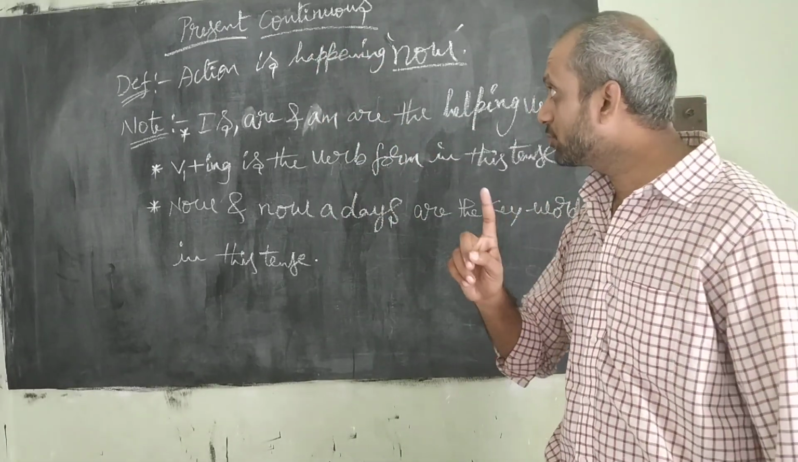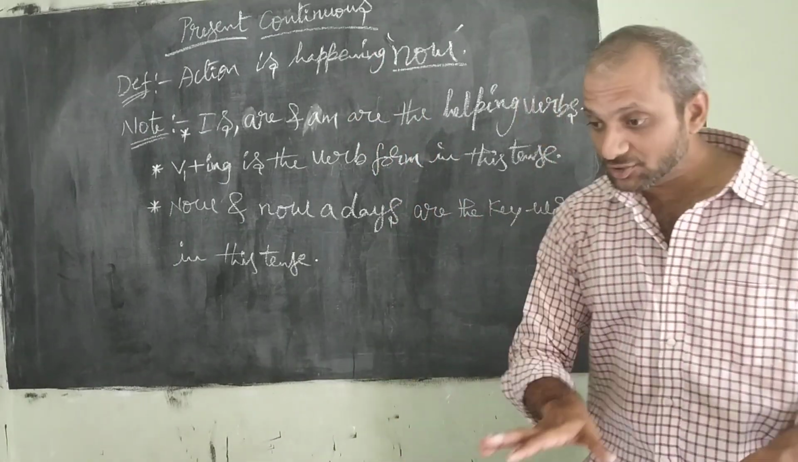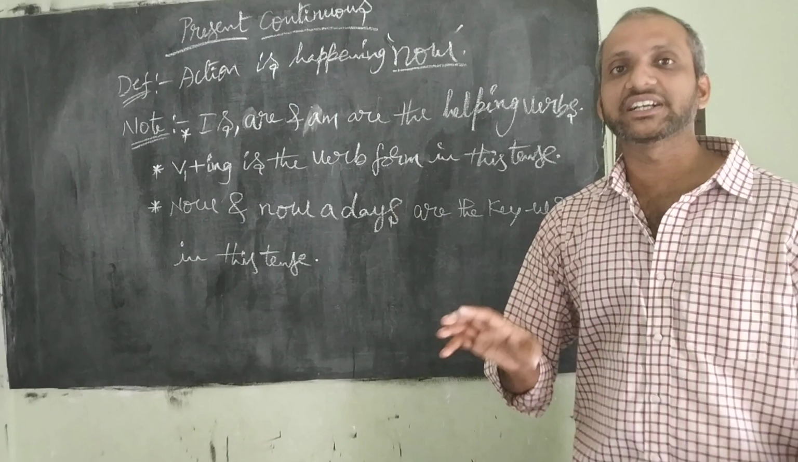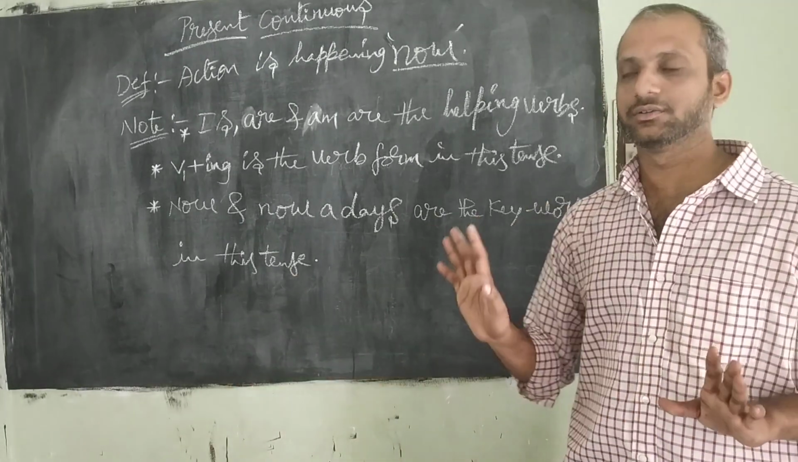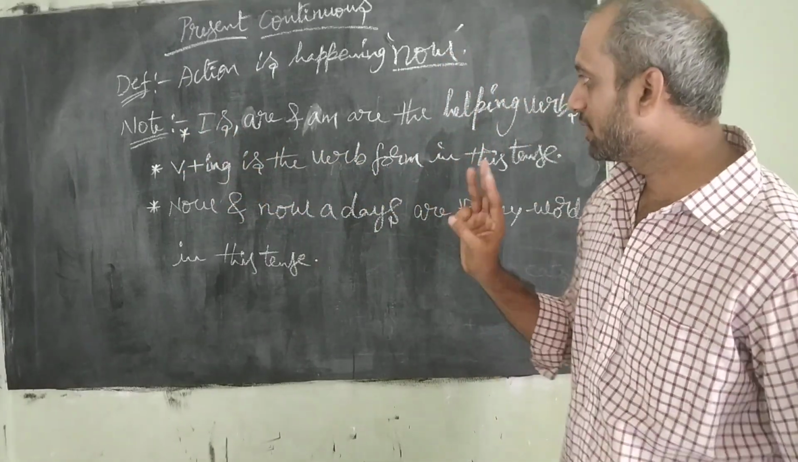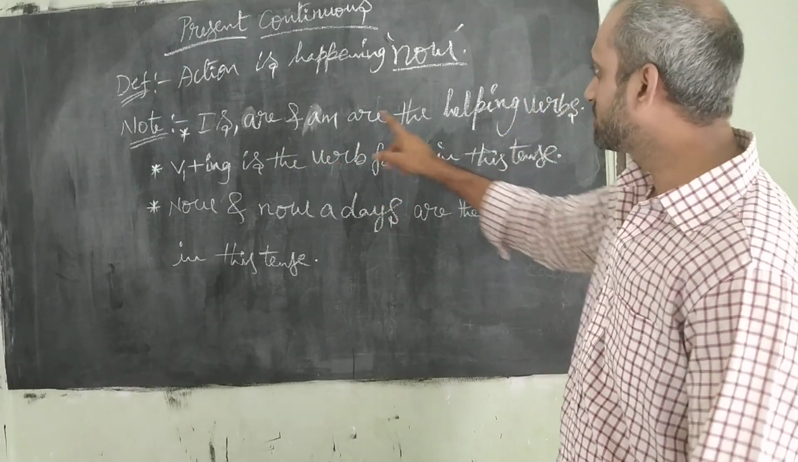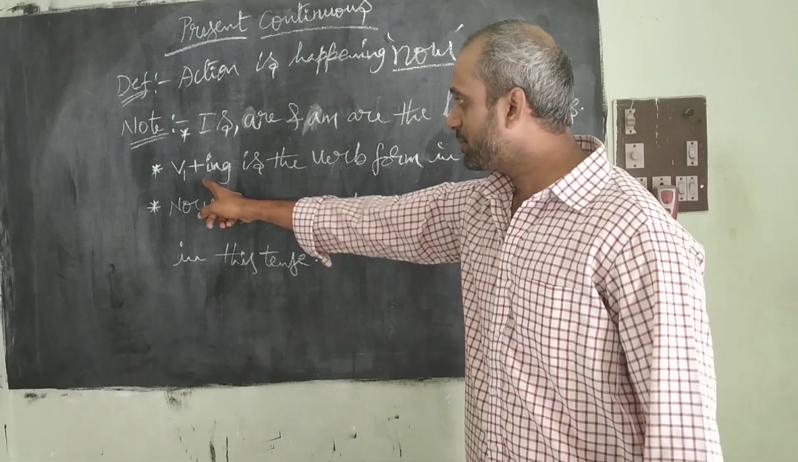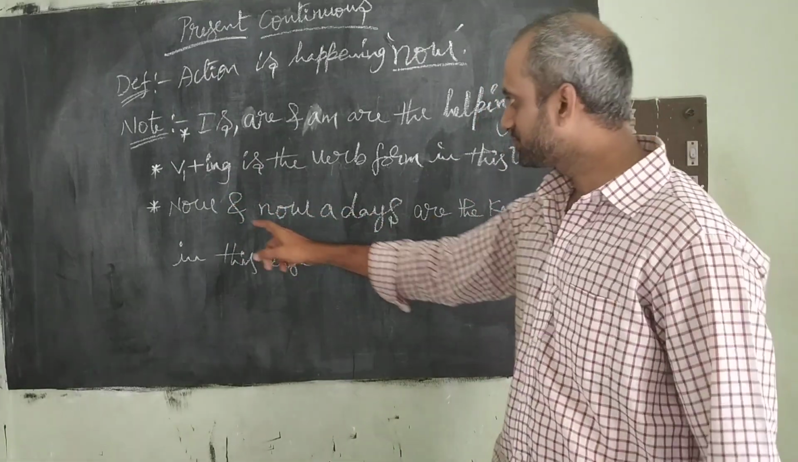And one more thing we have to remember in this tense. The action which is going on now can be considered only action which is happening, which is going on. In this, three things we should remember and which are very important. Is, are and am are the helping verbs in this tense. V1 plus ing, we know that V4 is the verb form in this tense.